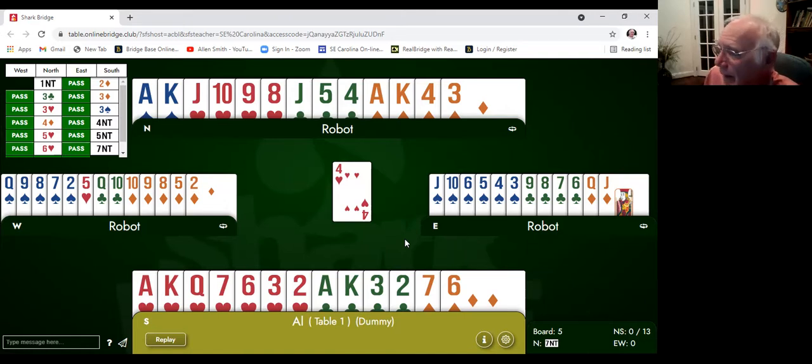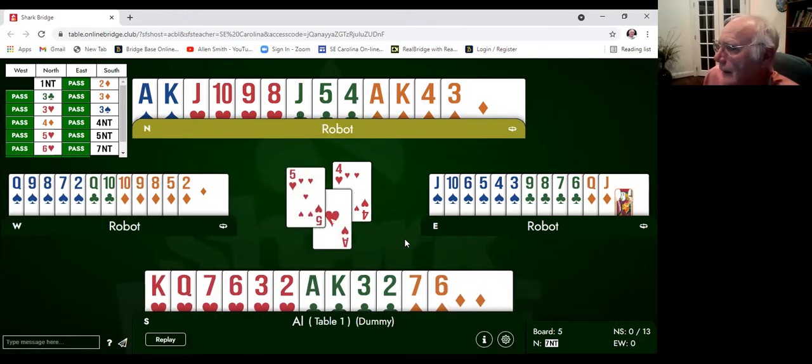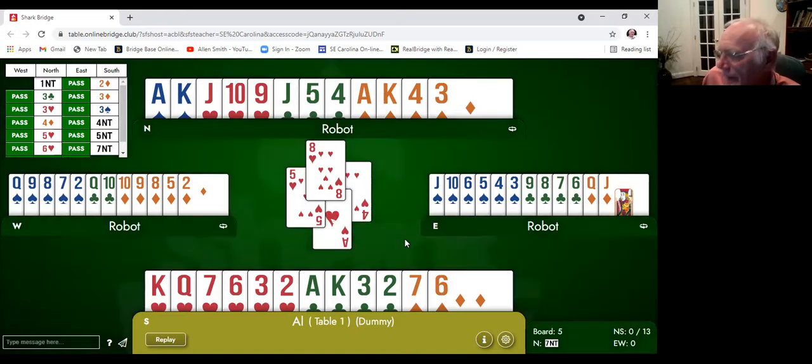So they lead it. We play the ace. All the hearts are gone. Okay, so we know these next 6 tricks are good. We know the ace king of clubs is good, the ace king of diamonds is good, and the ace king of spades is good. It's where we dump the 2 losing clubs. Okay, so we take all 13 tricks. Isn't that sweet?